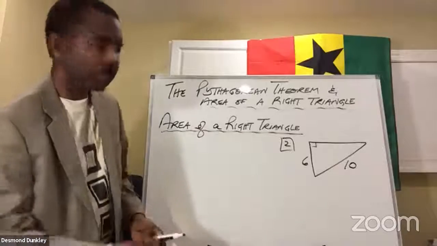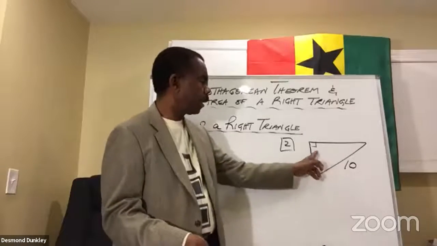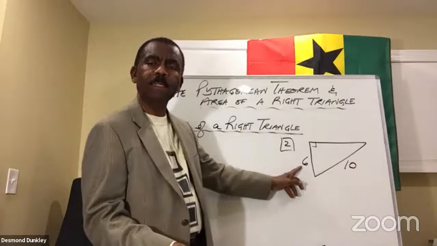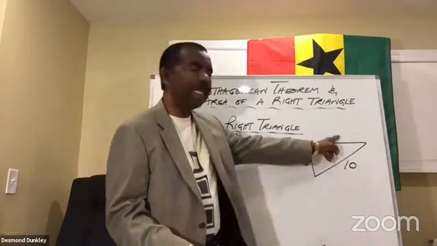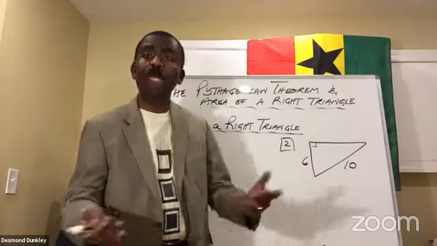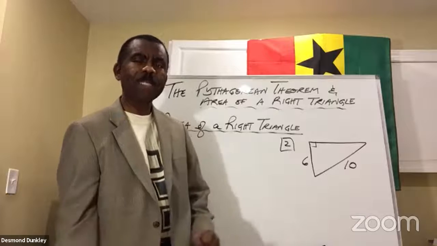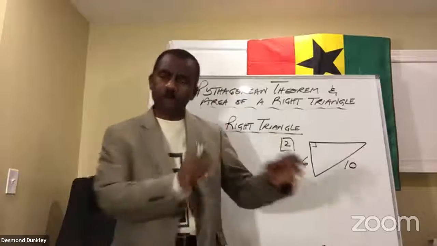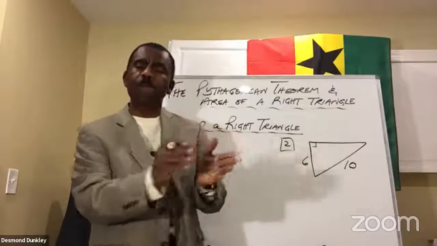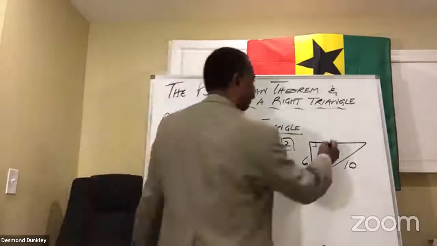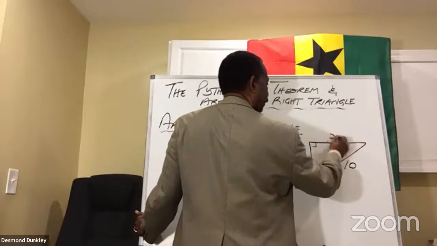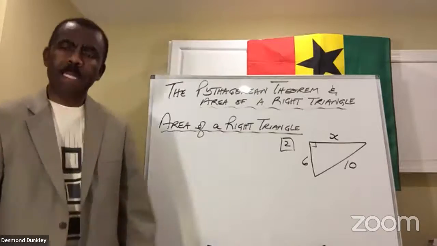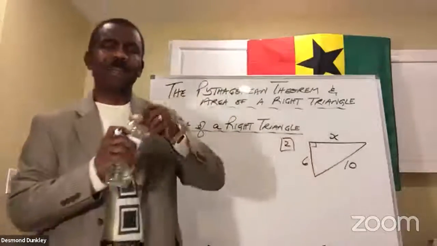In number 2, you're given the hypotenuse and you're given one of the legs. So we need to find the other leg before we can find the area. So even though they say find the area, in order to do that, you have to do a little work first. You have to do a little prep before you can deliver. So let's call this x. So we have to find x first, and then once we have found x, then we can deliver.